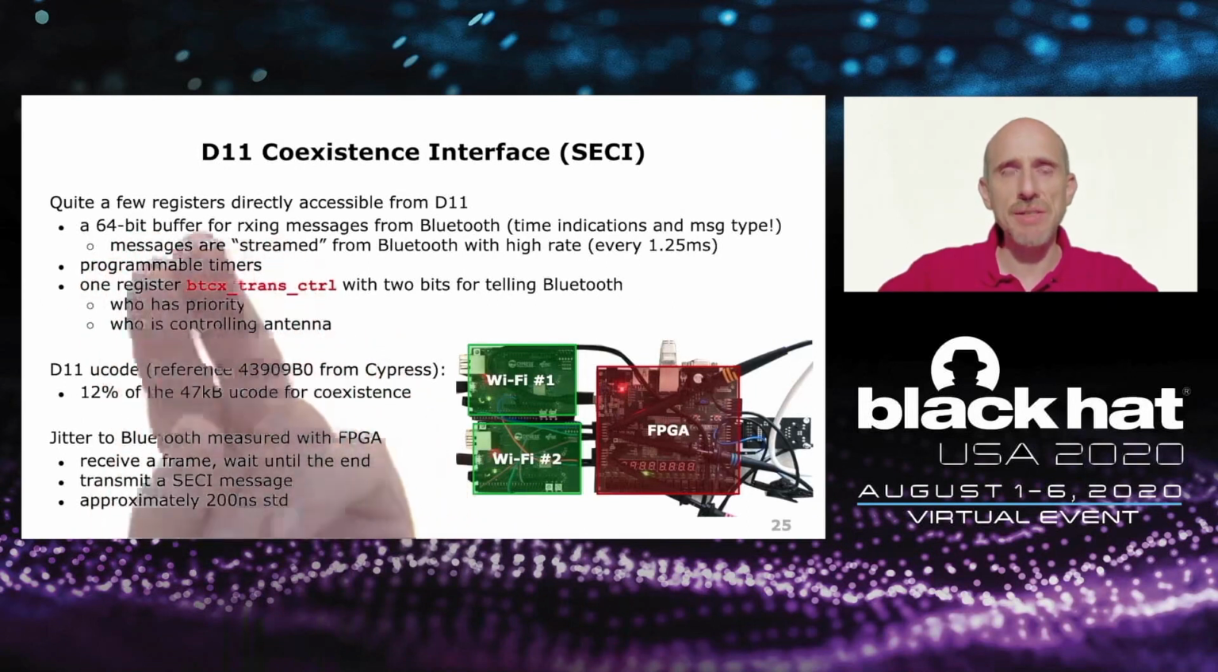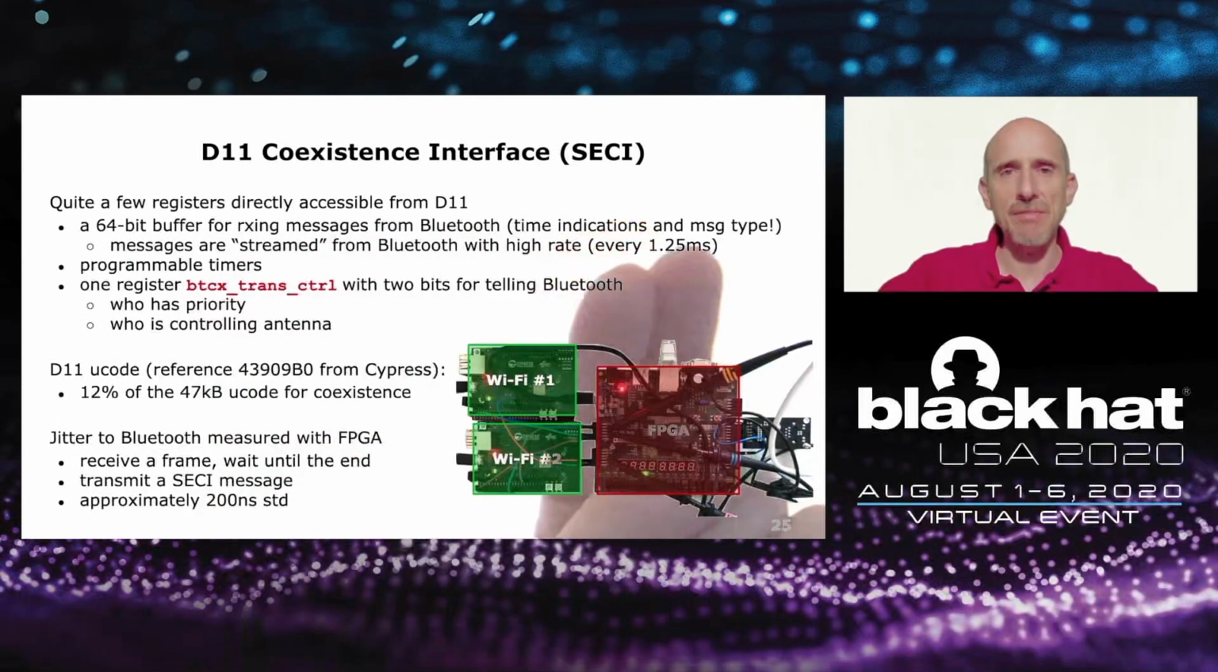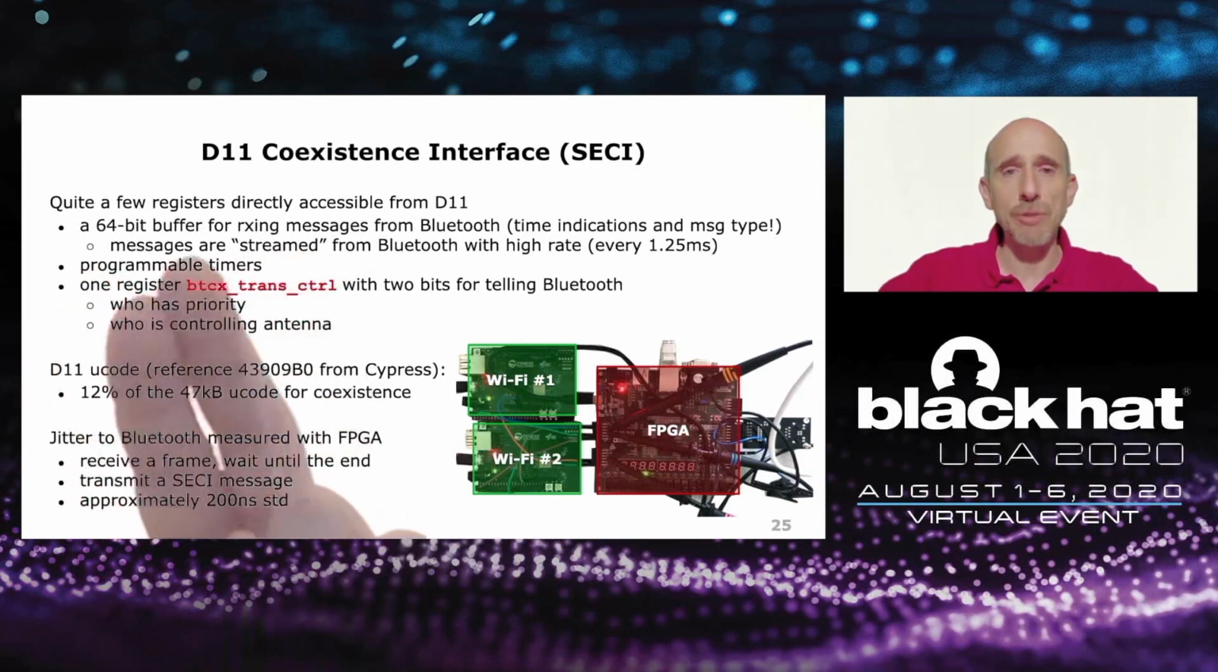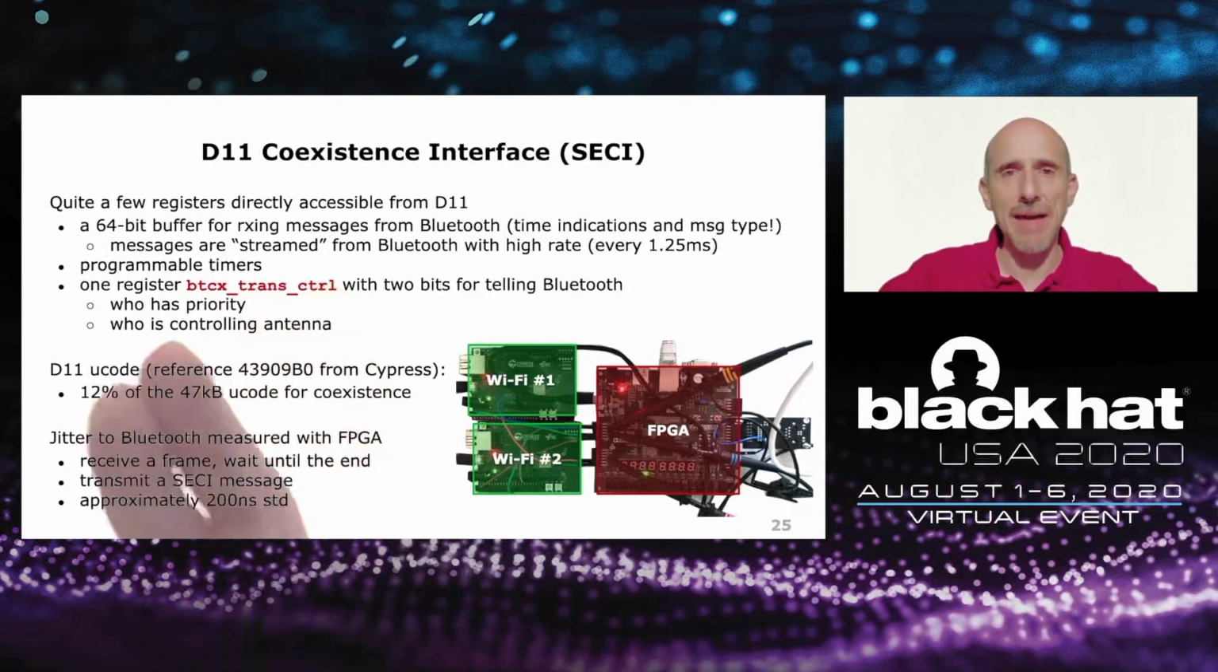Let's now talk about the D11 coexistence interface. There are quite a number of registers dedicated to this interface. There is a 64-bit buffer that U-code polls every 1.25 milliseconds, that is the minimum Bluetooth connection interval, for checking whether new messages came from Bluetooth. Such messages include timing indications from Bluetooth that tell Wi-Fi, "Hey, I'm doing something for this amount of time," and they also include the type of event, which we used for our attacks. There are countdown timers where U-code copies the timing received from Bluetooth for deferring Wi-Fi operations. And there is a Bluetooth transmission control register, in red, that is used by Wi-Fi for telling Bluetooth, "Hey, stop, I take control of the channel, wait until I grant you access again." We also use this register for our attacks.